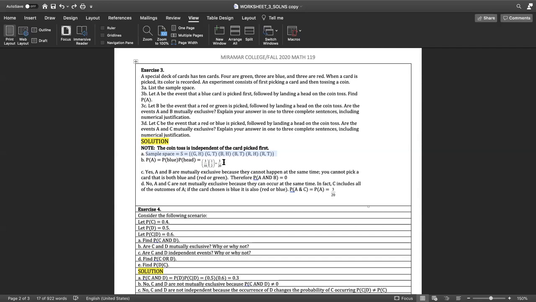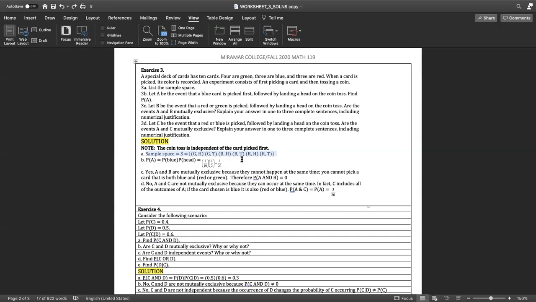So again, remember our counting principle from algebra says that the number of ordered pairs would be 4 times 2, right? 4 colors, let's see, 3 colors, sorry, not 4, but 3 colors, green, blue, and red, followed by 2 outcomes in the coin toss. So there are a total of 6 elements in our sample space here if we count out using the counting principle. 3 times 2 gives us the 6 ordered pairs, all right?